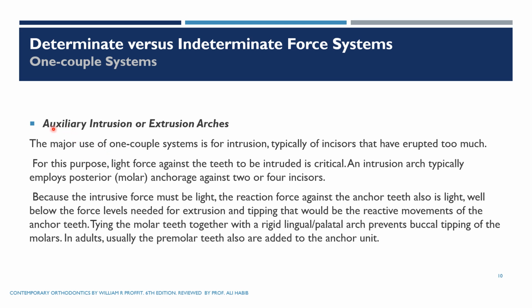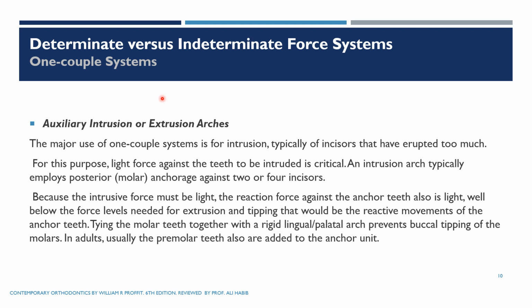So basically, the other example for the one couple system, as I said, the cantilever swing, is the intrusion or extrusion arches, the same example that I explained before. When we do intrusion and extrusion, let's concentrate on intrusion arches. We have several examples of intrusion arches. We have the utility arch, which is well known, which is attached to the molars and anterior teeth with a bypass part. We're going to show you this example.